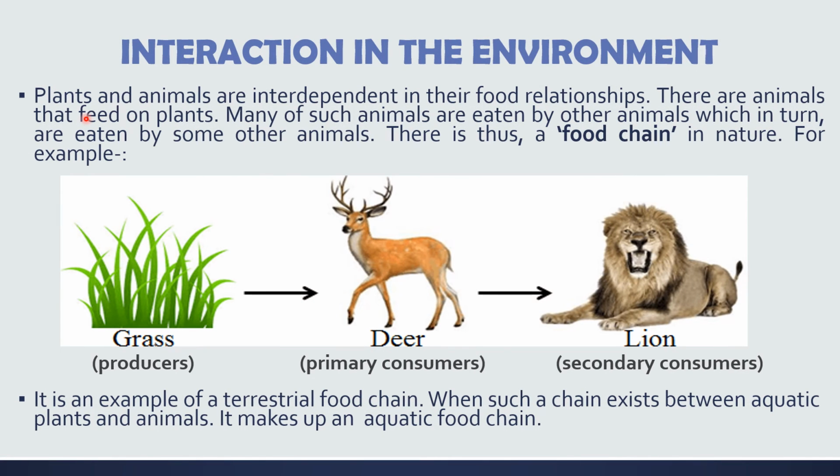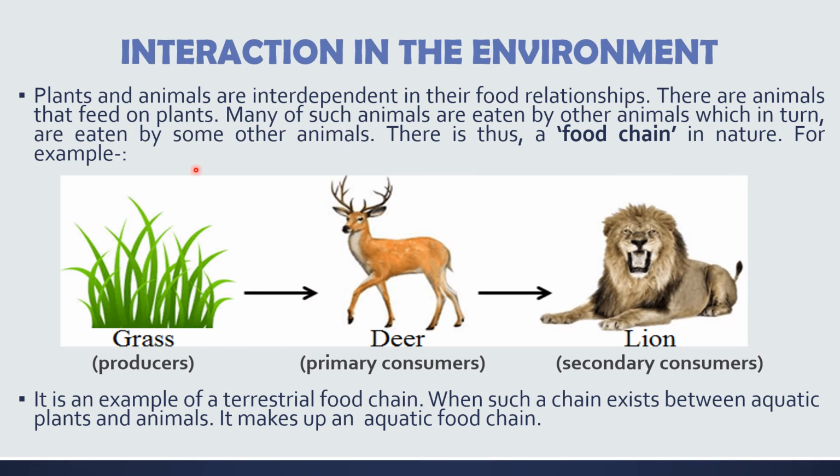Students, plants and animals are interdependent in their food relationships. There are animals that feed on plants. Many of such animals are eaten by other animals, which in turn are eaten by some other animals. There is thus a food chain in nature.